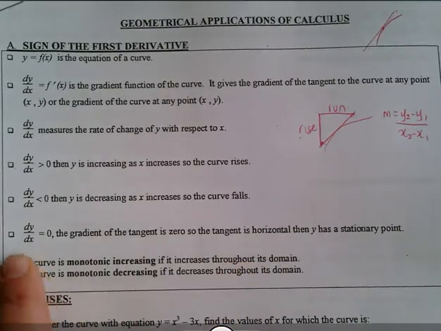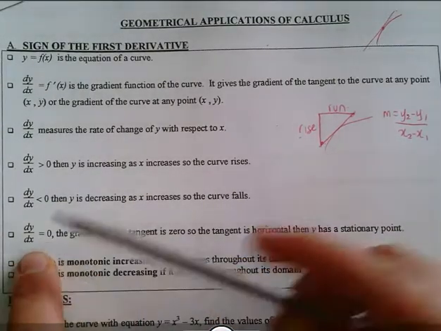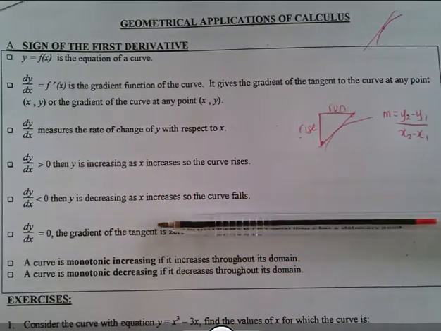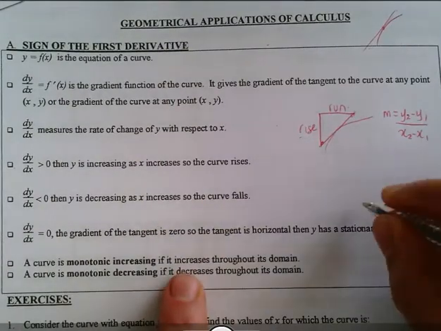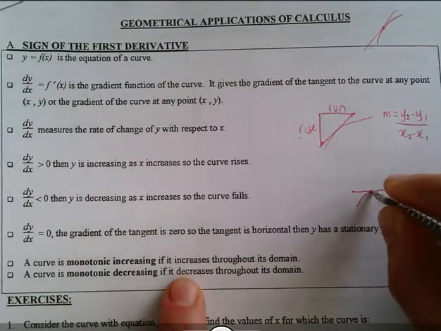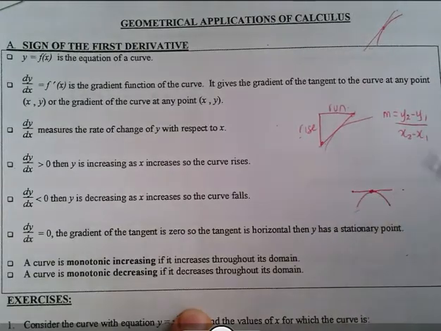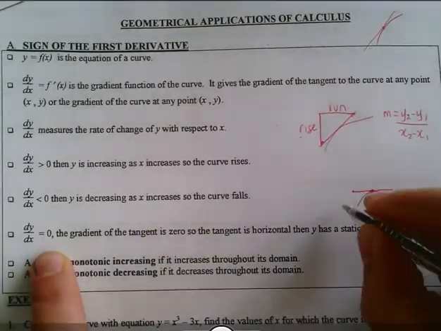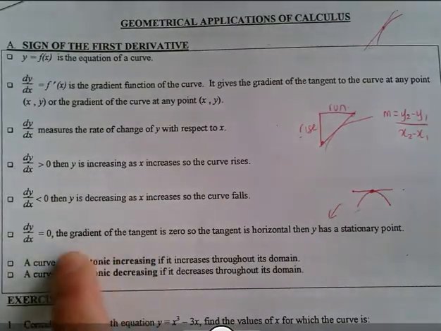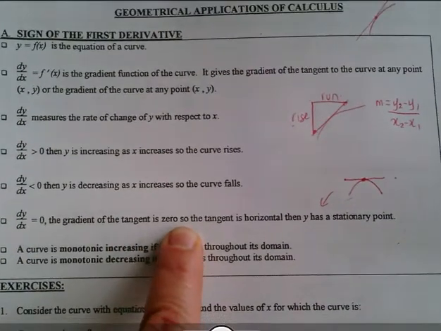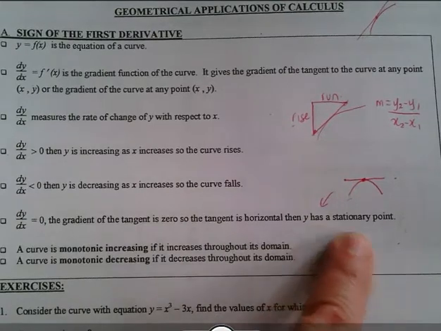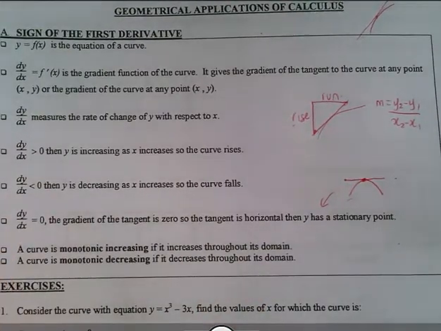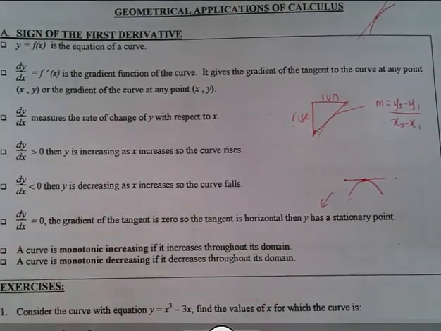And if the gradient is 0, then the tangent to the curve is like this. That's got a 0 gradient there. It's flat. Gradient 0 means the curve is flat, okay? So the gradient of the tangent to the curve is 0, and so the tangent is horizontal, and this, you'll learn about this later, is called a stationary point, okay?